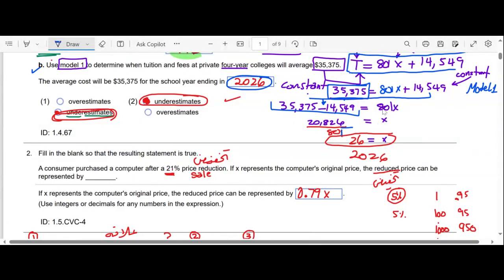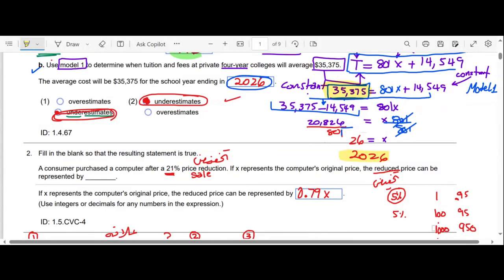What should I do? Divide by what? 801. For both sides, right? Yes. So this cancels with this, and you get how much? x equals 26. What is 26? Year 2026, this is the cost of your tuition. Is how much? $35,375 a year for 4 years.